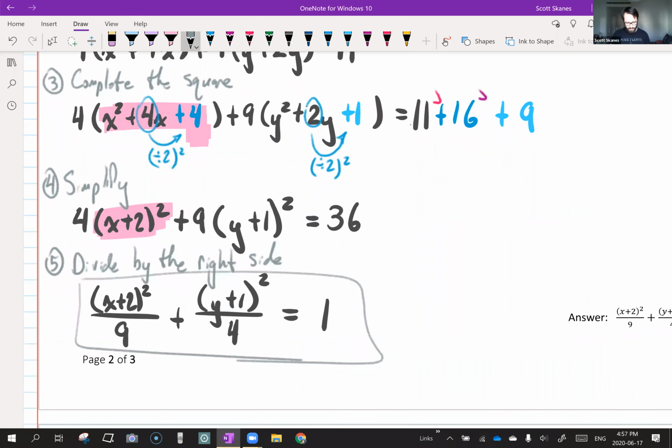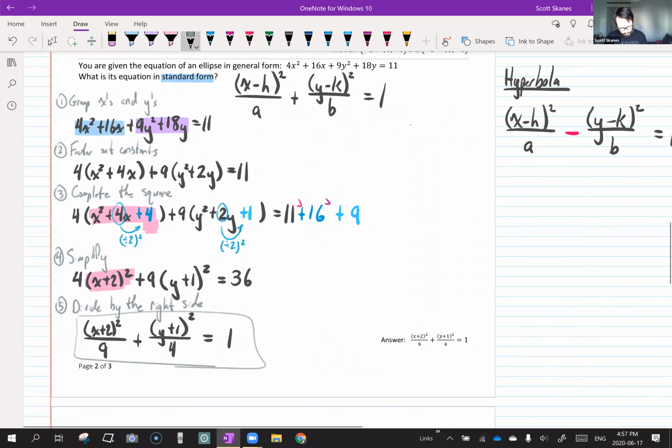How do we know we have our answer? Well, because it's in the correct form. Let me erase this out. We know that this form matches perfectly with this form. So we've done what we expected to do. And if I was to graph that, I would get an ellipse.